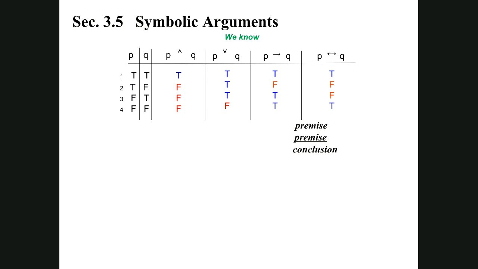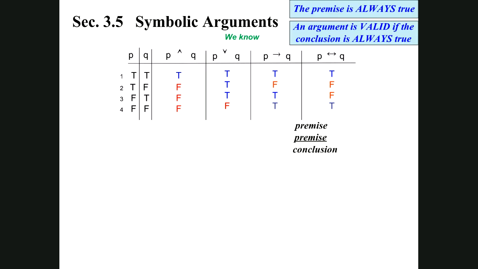Now, if the premises, the information we're given, is always true, then the only way we can have a valid argument is if what we're concluding is always true. If I'm trying to prove something, and what I'm trying to prove is not always true, that's not much of an argument. That's not a valid argument. It can only be a valid argument if what I'm trying to prove is always true. So in order to have a valid argument, our conclusion must always be true.